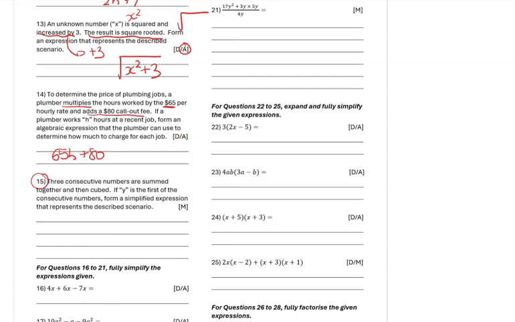Now going down to question number 15. 3 consecutive numbers were summed together. So consecutive numbers is something we should probably talk about first. They've said y is the first number there as well. So if y is the first number, the next number would have been y plus 1, and then the number after that would have been y plus 2, and the number after that would have been y plus 3, and so on. Those make it all consecutive, because 4, 5, 6, 7, all of those are consecutive numbers because we're adding on 1 every time.